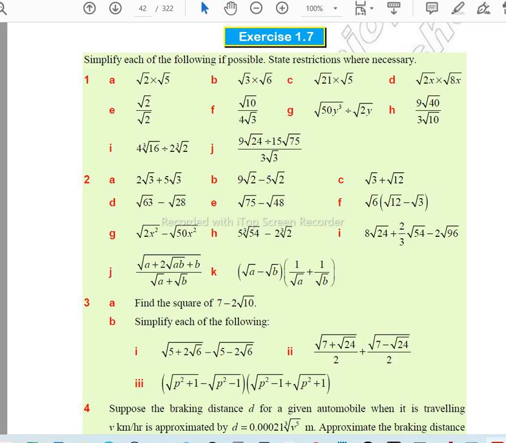The first question says, simplify each of the following if possible. State restriction where necessary. Here we have the first question under letter A, which says the square root of 2 times the square root of 5. Let us do this equation together.